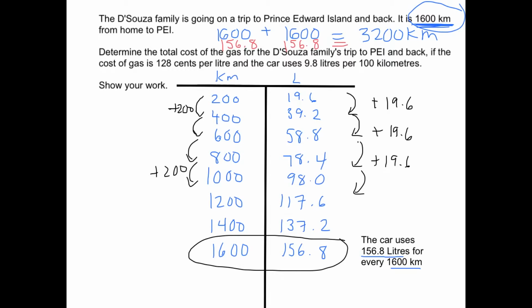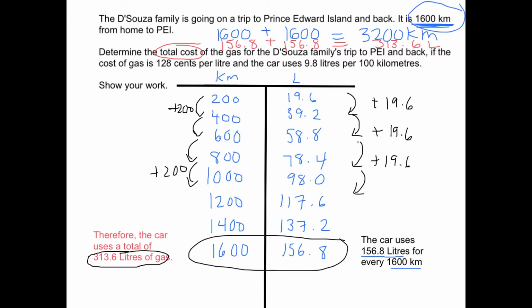So how many liters of gas does the car use altogether? 156.8 plus 156.8 gives us 313.6 liters. Therefore, the car uses a total of 313.6 liters of gas. But what was this question asking us to find? We needed to find the total cost of the gas. Now we know the total amount of liters of gas. Can we find the total cost?